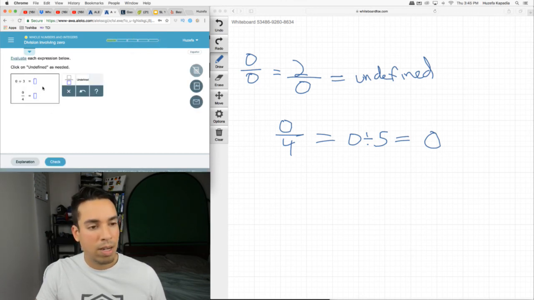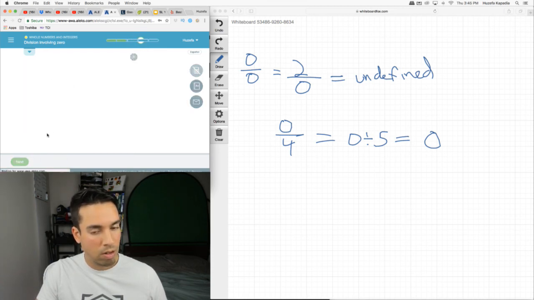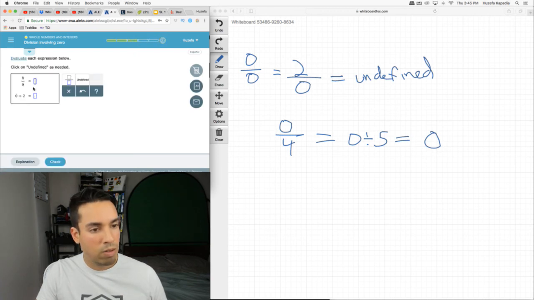Next, we have 0 divided by 3. That's okay. That's 0. We have 0 divided by 4. That's okay. That's 0. And last, we got a number dividing 0, and that's no good. That's undefined. 0 divided by a number. That's cool. That's just 0.